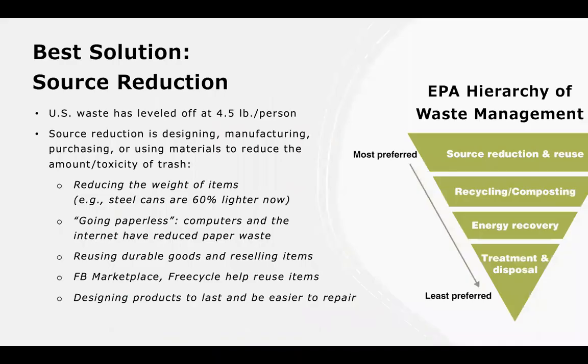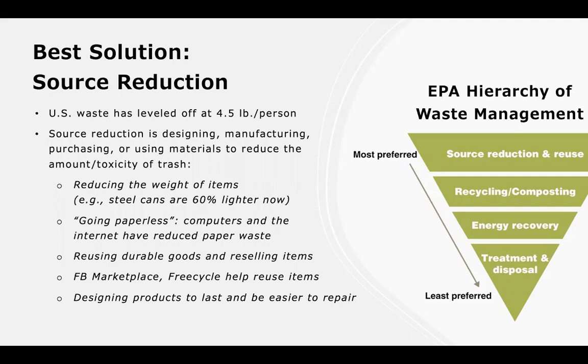But of course, the best solution when it comes to the EPA hierarchy of waste management is source reduction and reuse. So what does this mean? This means designing, manufacturing, purchasing, or using materials in a way that you reduce the amount and reduce the toxicity of the waste that's produced. So one way that this can be done is by reducing the weight of items. One example is cans for food products. They are now produced with 60% less weight. And so less steel is used and therefore less waste is produced.